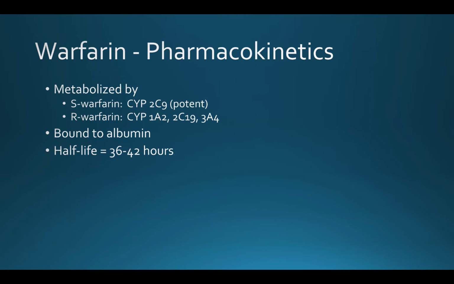Now with warfarin, its metabolism is different depending upon which enantiomer we're talking about. So S-warfarin, that's the more potent warfarin, and 2C9 is the primary metabolizing enzyme there. So you could imagine drugs that would impact or inhibit 2C9 would potentially have a greater impact on raising warfarin concentrations, maybe than a 1A2 or a 2C19 inhibitor, for example.